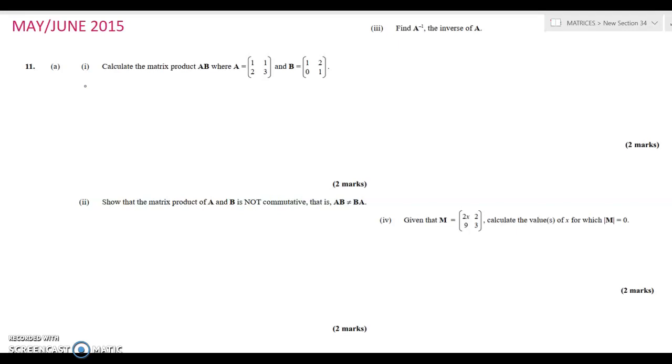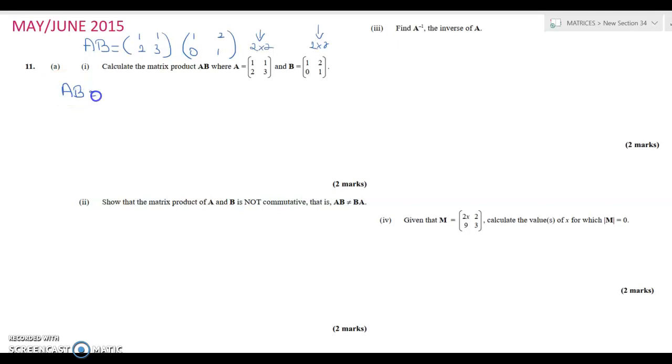Alright, so number A, part 1. Calculate the matrix product AB, where A is this here. This is a 2 by 2 matrix. And then we have matrix B, also a 2 by 2 matrix. I think we are accustomed now to multiplying a 2 by 2 matrix by a 2 by 2 matrix. So AB would be 1, 1, 2, 3, and then matrix B, 1, 2, 0, 1. I'm just putting it up there so I'll have some space down here.